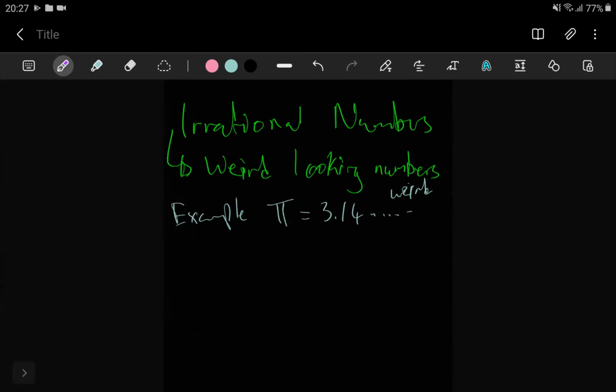And then things like, let's say, square root of 3. Square root of 3, remember, is basically 1 point something, something. Let's just check what it is in the calculator. Let me get my calculator here so that we can see what we are getting. So square root of 3 is the number 1.73, and it goes on and on.